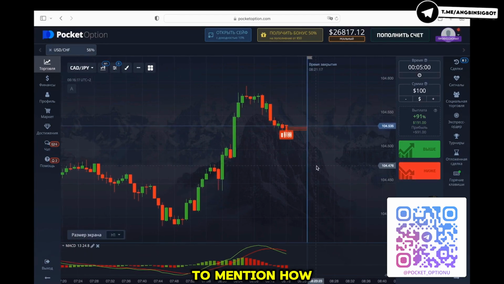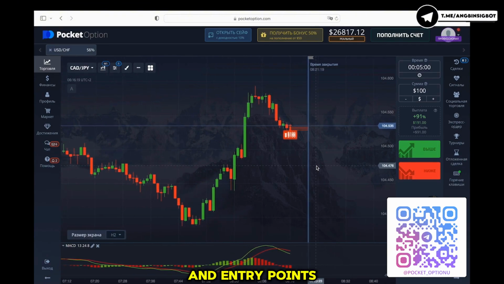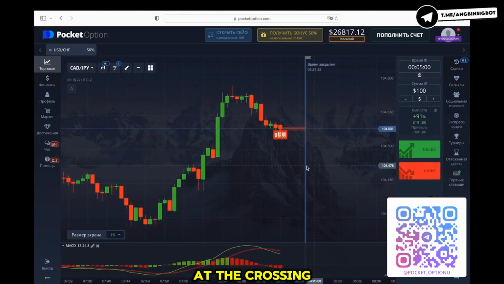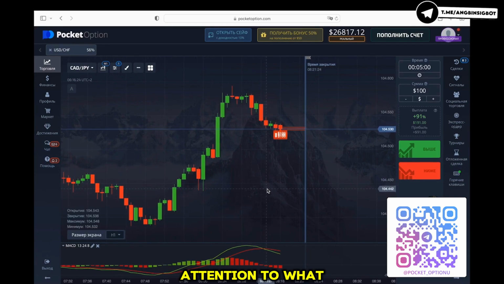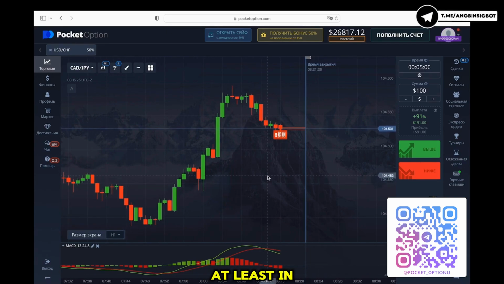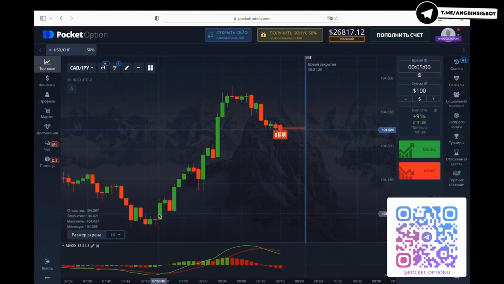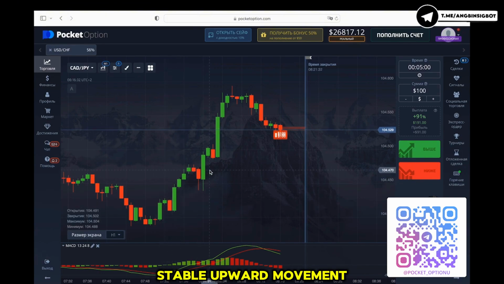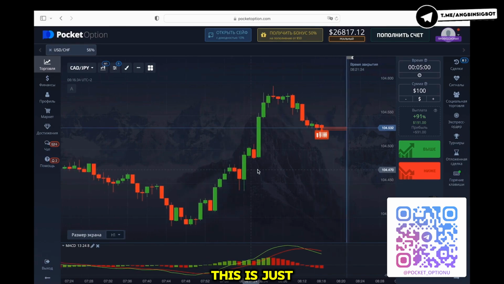I also need to mention how to select currency pairs and entry points. In addition to entering a trade at the crossing, it is also important to pay attention to what the indicator has shown before, at least in the near term. For example, here we saw the indicator crossing upwards, and a wonderful stable upward movement. This is just a piece of advice.